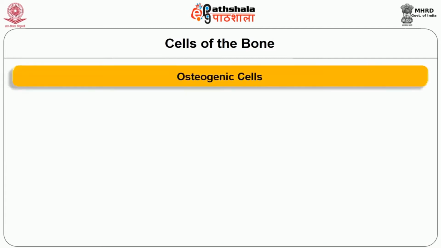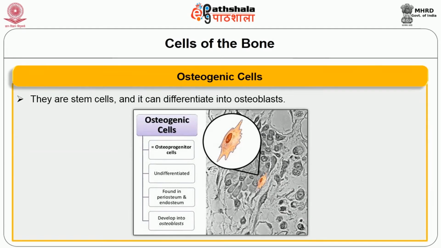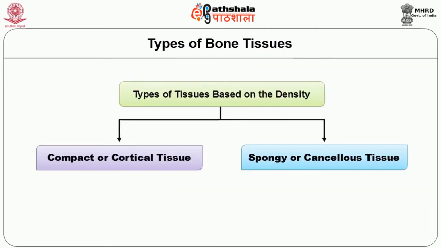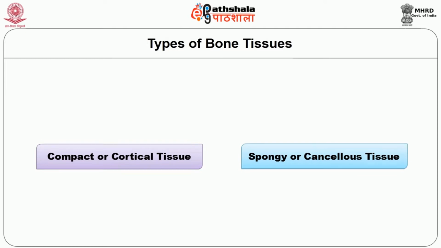The fourth cell is the osteogenic cell. These are stem cells and they can differentiate into osteoblasts. When you see the types of bone tissues, generally there are two types of tissues based on the density: compact or cortical tissue and spongy or cancellous tissue.